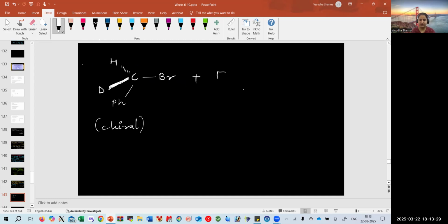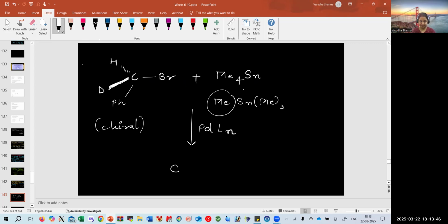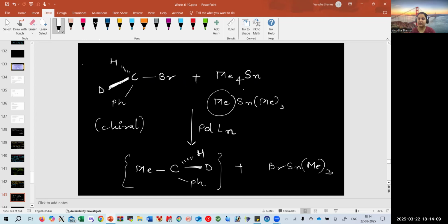And when you are treating it with methyl SnMe3, the other three methyls are separate. Now in the presence of palladium Ln, what we are expecting is that methyl should come at this side, but it actually undergoes inversion of configuration, and H is at the back of the plane, it's in front of the plane, and we get the product plus Br SnMe3. So this is basically the inversion of the configuration that has happened.